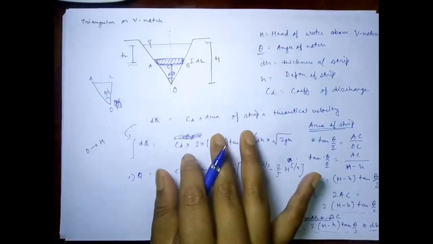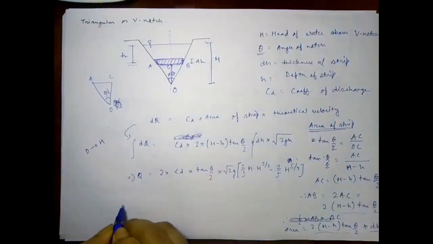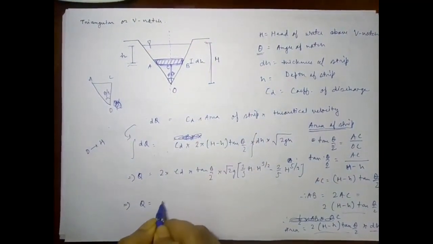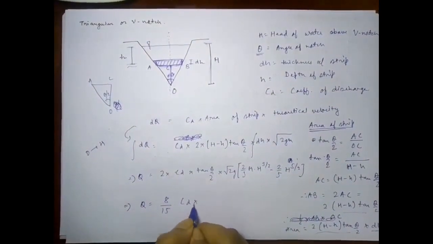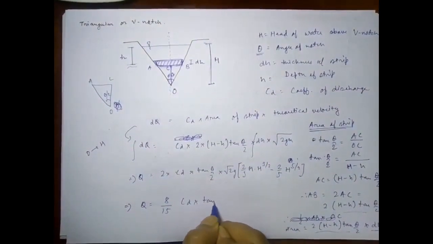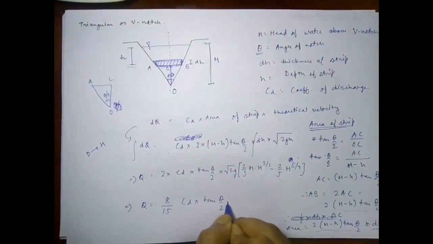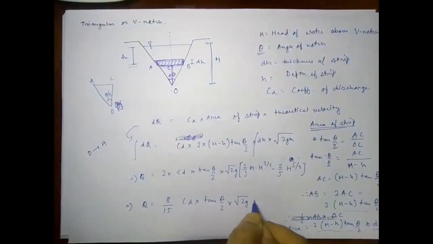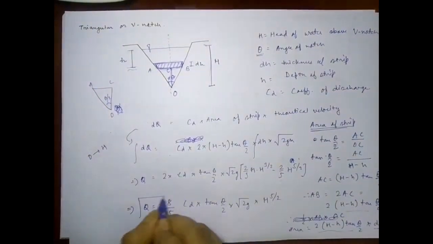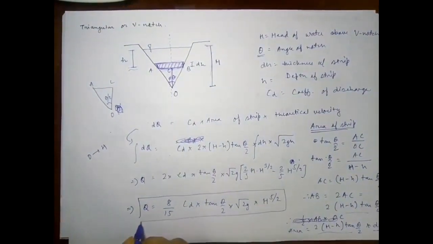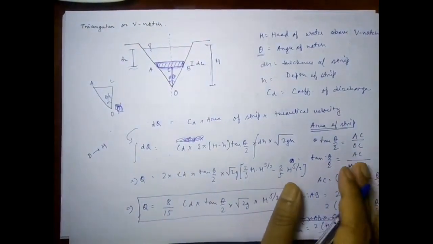Upon solving this equation, we will get Q equal to 8 by 15 CD times tan theta by 2 times root 2g times h to the power 5 by 2. This is the expression for the discharge through a triangular or V notch.